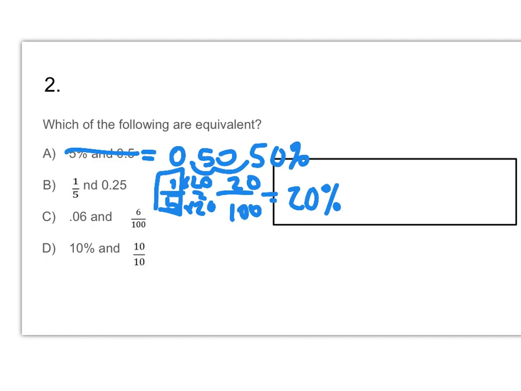I have 6 hundredths and 6 hundredths. This is in the hundredths place, so I would write 6 over 100. This one works. 10% and 10/10. 10/10 equals 1 whole. So I know that's not right. So my answer is C.